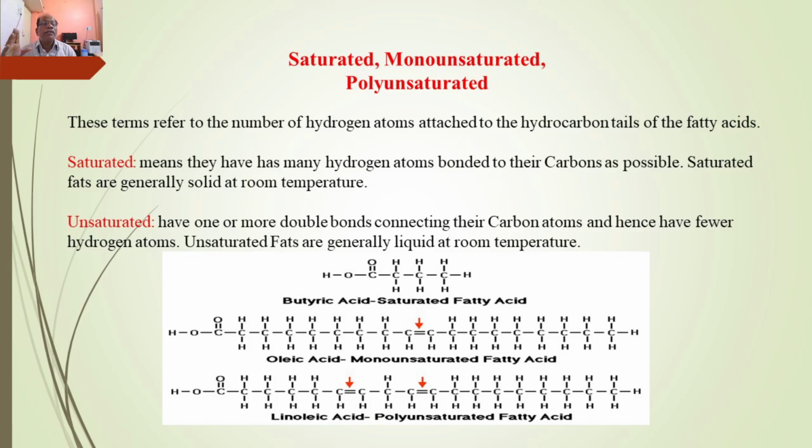Oleic acid and linoleic acid are the examples of monounsaturated and polyunsaturated fatty acids respectively, and butyric acid is a saturated fatty acid. Butyric acid is saturated because of the presence of single bonding between the carbon atoms and a larger number of hydrogen atoms.